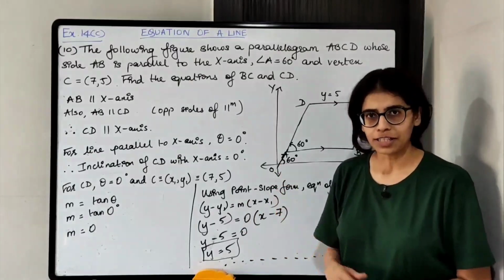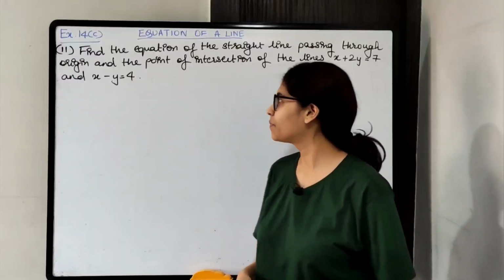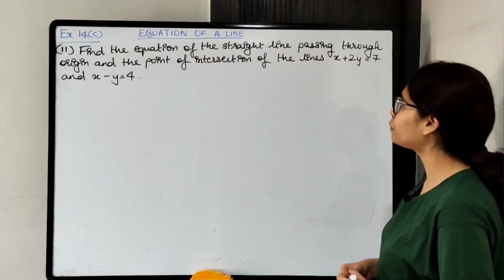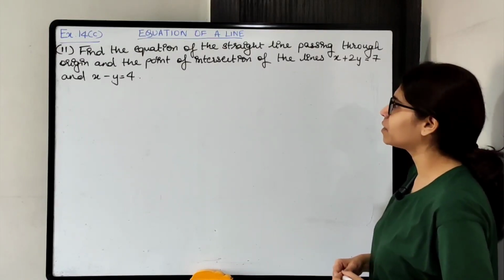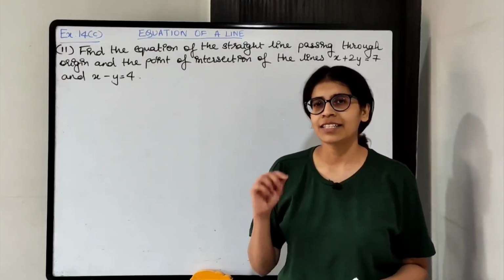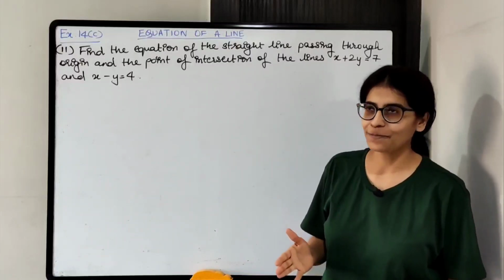Okay, all right. Moving on to next question, question number 11. Find the equation of the straight line passing through origin and the point of intersection of the lines x plus 2y equal to 7 and x minus y equal to 4. This is a very easy question. You just have to figure out how to solve it.